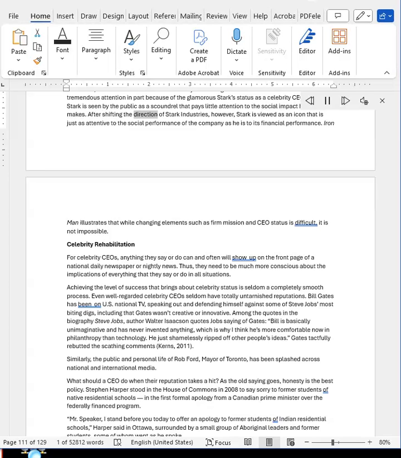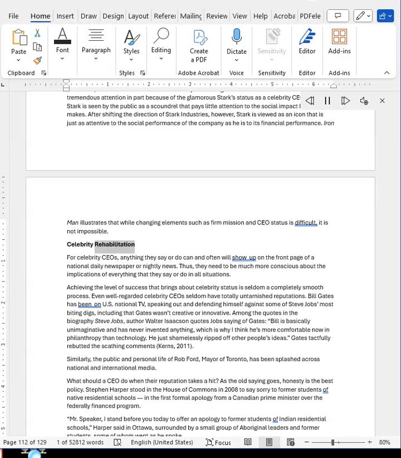After shifting the direction of Stark Industries, however, Stark is viewed as an icon that is just as attentive to the social performance of the company as he is to its financial performance. Iron Man illustrates that while changing elements such as firm mission and CEO status is difficult, it is not impossible.